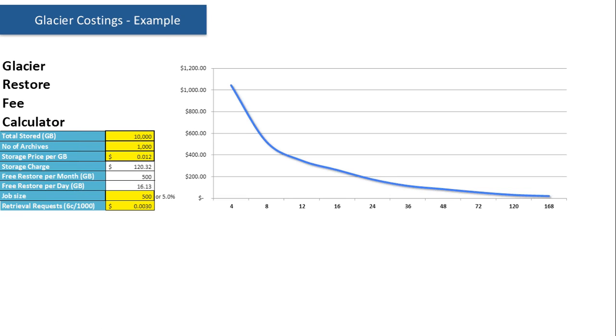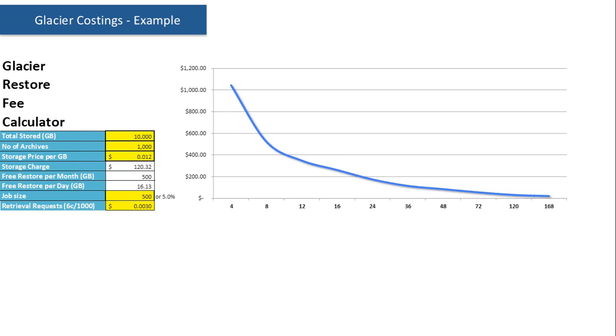Also, I think it's worth remembering here that the original concept of Glacier is that it is a long-term archive. We're not expecting customers to draw down 5% per month. In fact, as we've done a lot of analysis around various tape archives, we've found that most customers typically retrieve around 2% on average of their total volumes.